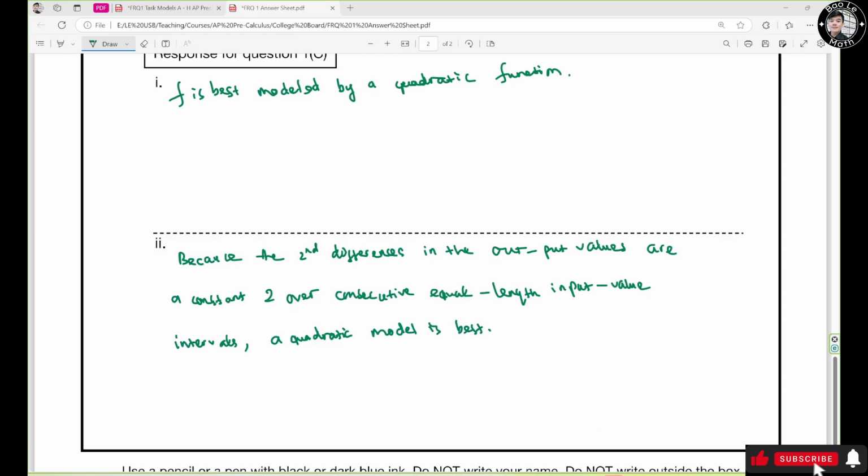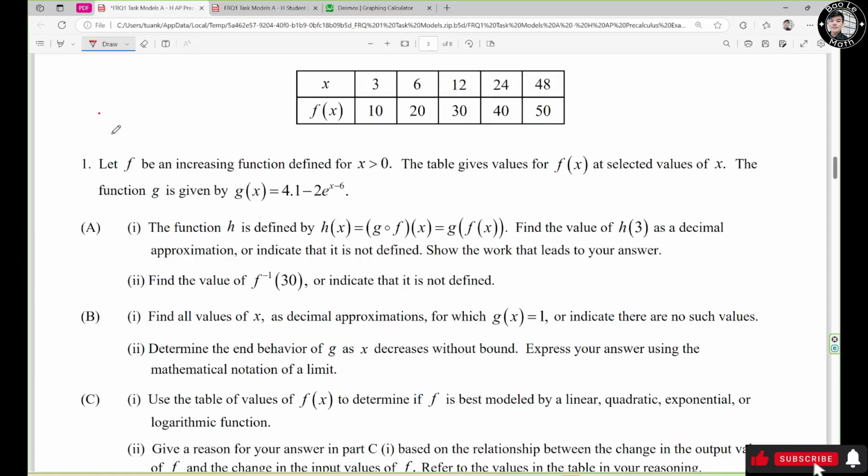Alright. Now let's move on to the next question. Let f be an increasing function defined for s greater than 0. The table gives values of f(s) at selected values of s. The function g is given by g(s) = 4.1 - 2e^(s-6). Alright, we need to calculate the value of h(3) given h(s) = g(f(s)). This is a composite function, as a decimal approximation.